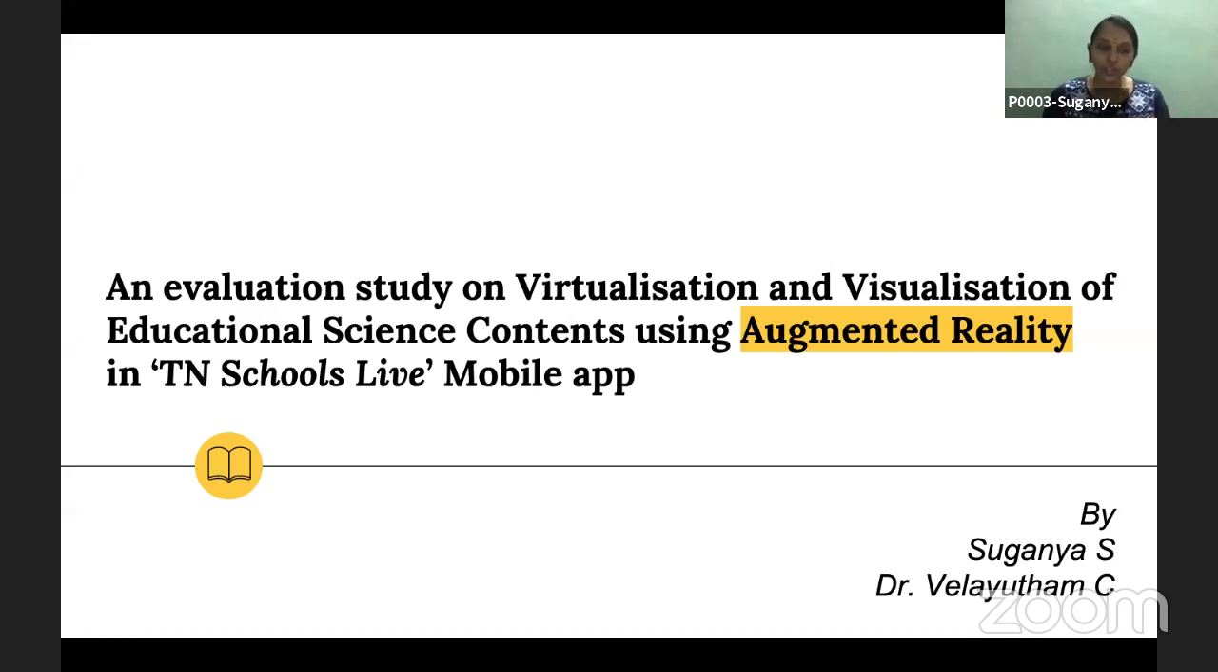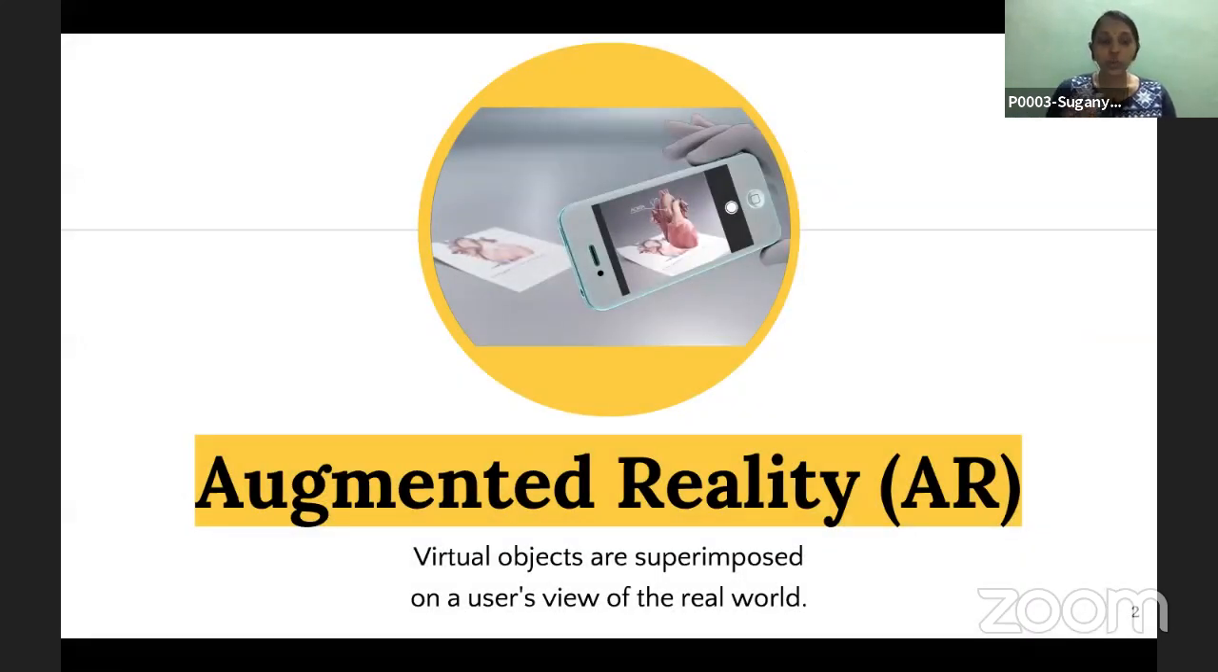So how does visualization of educational content happen? Through augmented reality. So what is augmented reality? Augmented reality is a technology using which virtual objects are superimposed on the user's view of the real world, thus providing a composite view. The image in the slide is an example where a virtual heart is superimposed on a user's view of the real world using augmented reality through a mobile device.